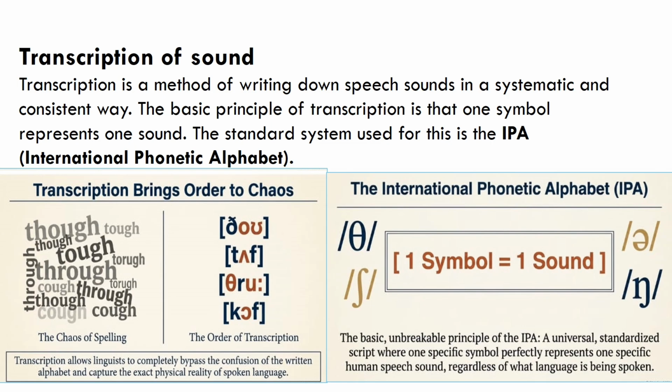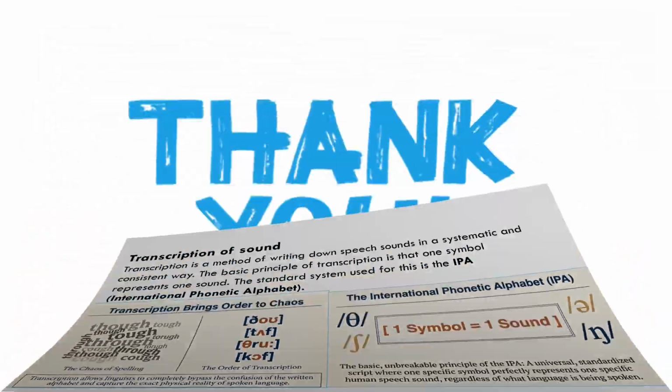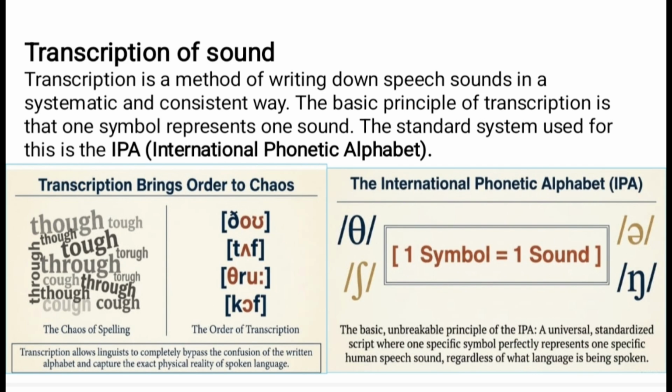linguists use phonetic transcription. Now, what is transcription? It is the process of writing speech sounds in a systematic and consistent way by using special symbols. Its basic principle is very simple. One symbol represents only one sound. The most widely used transcription system is called the International Phonetic Alphabet. Throughout this course, we will learn IPA symbols step by step. So don't worry if they seem difficult right now. They'll become much easier with practice.